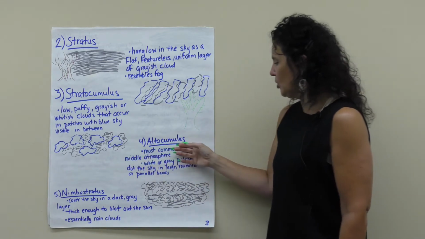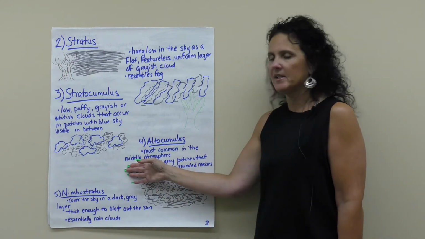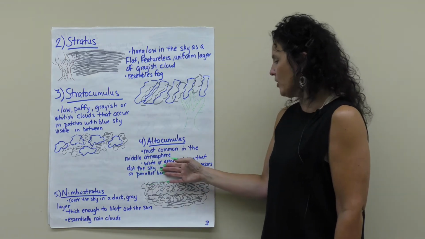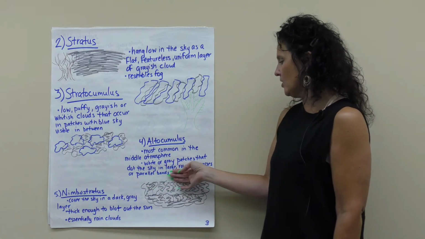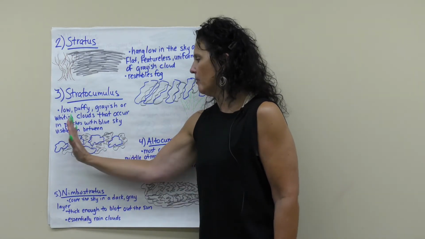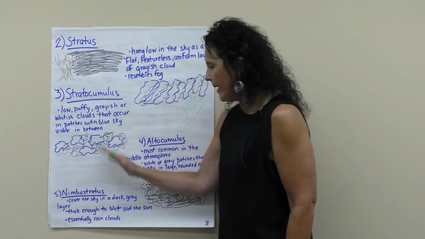And then altocumulus, those are the most common clouds we see in the middle atmosphere. Remember I told you alto means middle. So they're white or gray patches that dot the sky in large round masses or parallel bands. See how these are running in parallel, side by side, parallel bands.